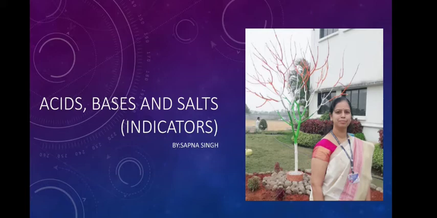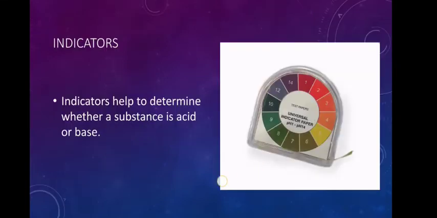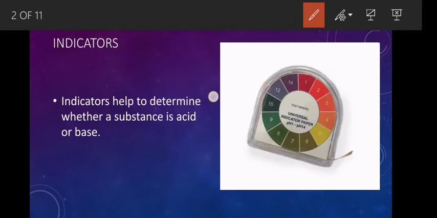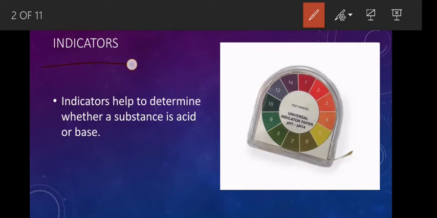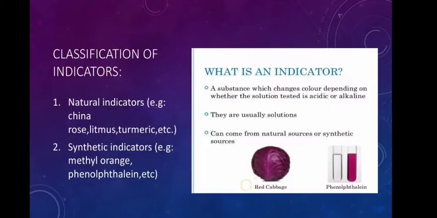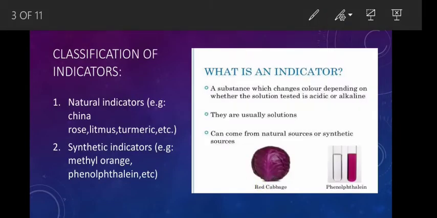So here I will introduce our hero, indicators. Now indicators are of two types. How many types, children? Indicators are of two types. So today we will focus on indicators, right? Let us see. Indicators are of two types, and what it does, it indicates by showing the change in the color.